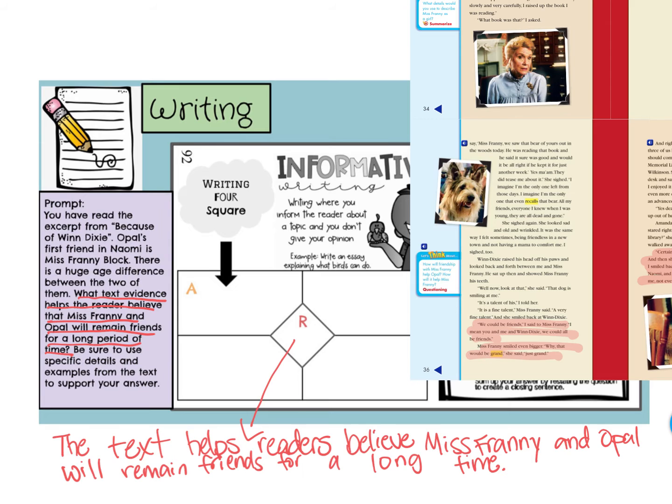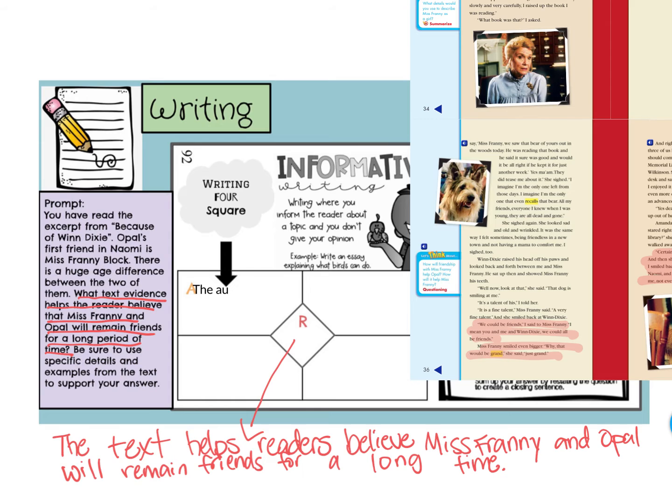So now I'm ready to write my A in my Foursquare. I'm trying to prove what evidence helps the reader believe that Miss Franny and Opal will remain friends for a long period of time. I already have my restate, and now, since this prompt is asking me to prove how I know they will be friends, I don't want to write it from the text because then in my C I will have nothing to write. So I'm going to put it in my words first. Using my text, I'm going to write in the A box of my graphic organizer, the author.